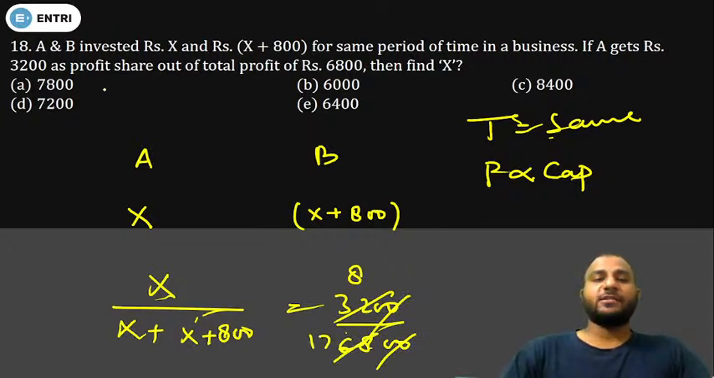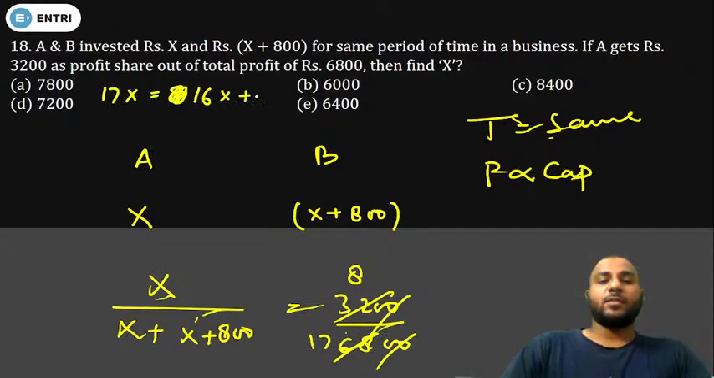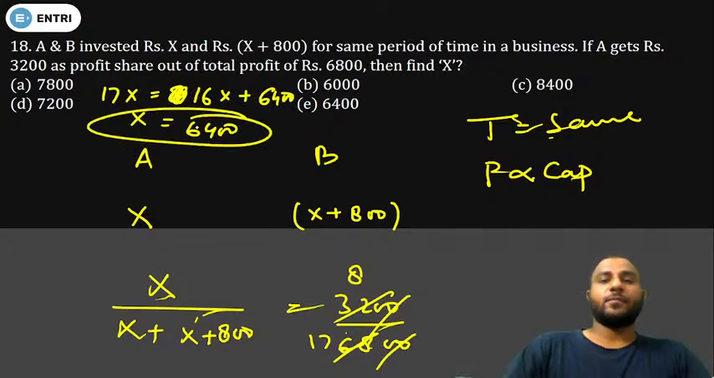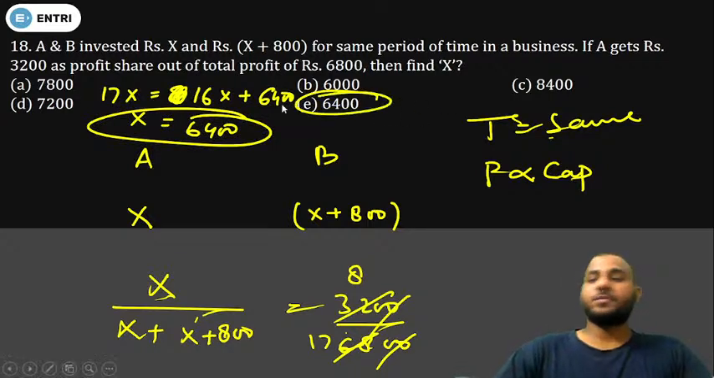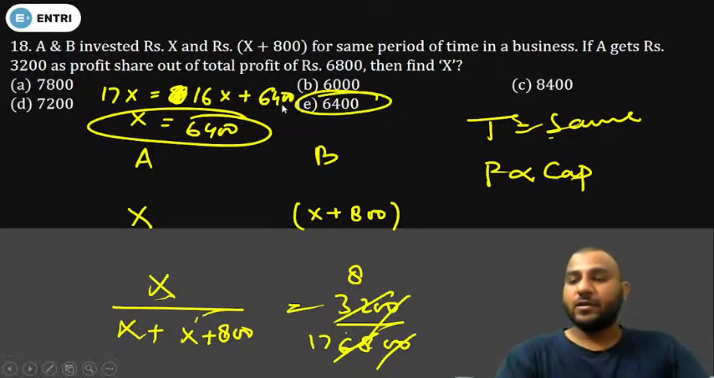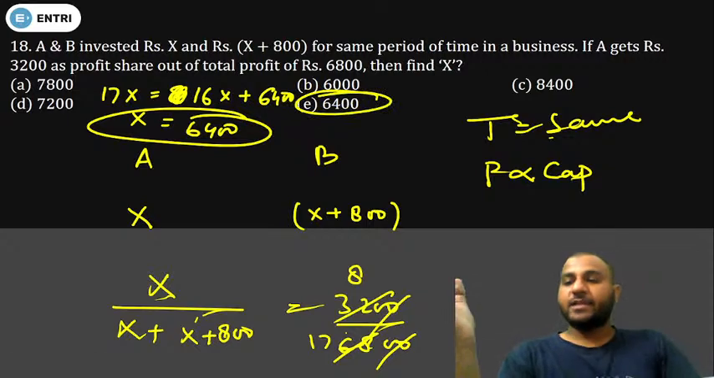So clearly we can find out the answer, 4 by 17. So 17x equals 16x plus 6400. So the value of x comes as 6400. Here option E is the correct one. Yes, very good, Sai, Narsimha, Sadaya, Chandu, everybody.